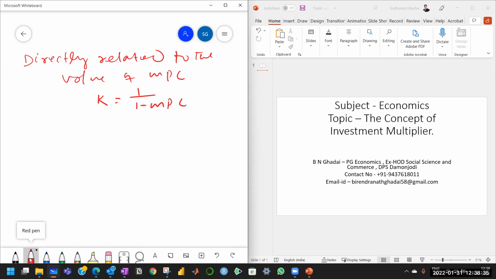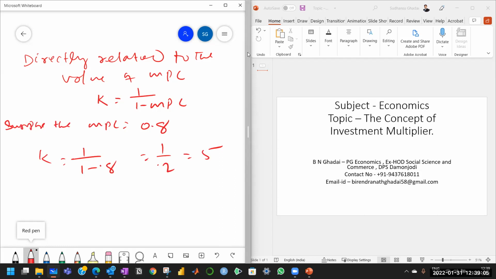Let us suppose the MPC is 0.8. Then the multiplier K will be 1 by 1 minus 0.8, which is equal to 1 by 0.2. So the multiplier will be 5. The value of multiplier is 5. That is how multiplier is calculated from MPC, marginal propensity to consume. K is equal to 1 by 1 minus MPC, and the relation is a direct relation.